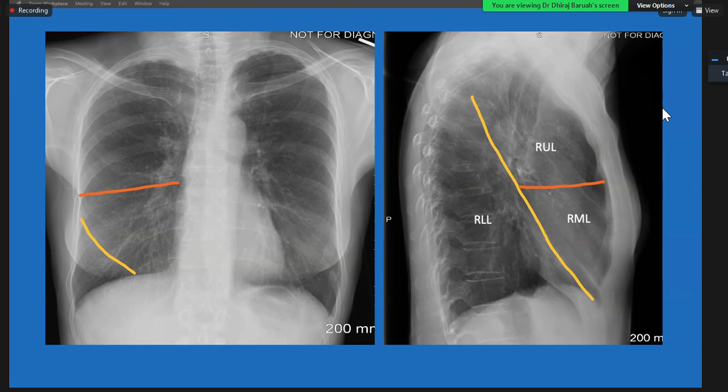Unless you see a particular finding that suggests involvement of the anterior or posterior part of the lung. And if you have the lateral X-ray, then you can localize those abnormalities very easily.